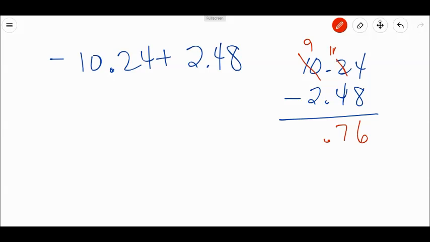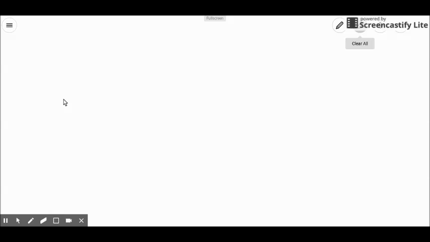And this 10 became a 9. 9 minus 2 is 7. So I have 7.76. And I just need to decide positive or negative. Well, I look at the problem. The bigger number is the 10.24. That's bigger than 2.28. The part of that is negative, so my answer is negative 7.76.